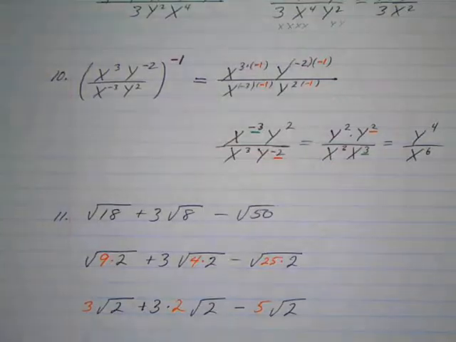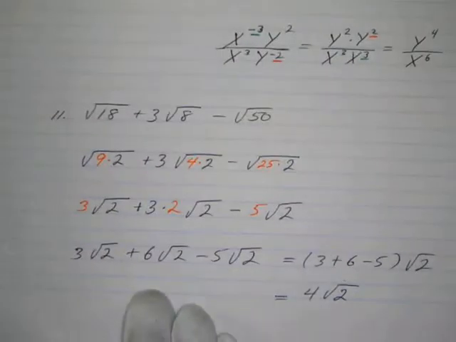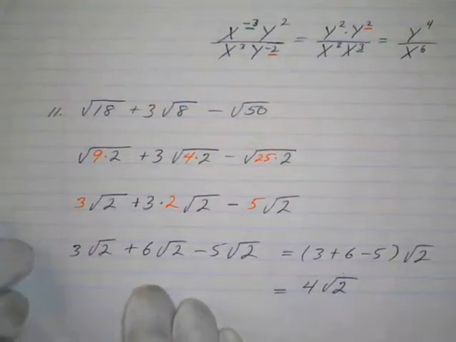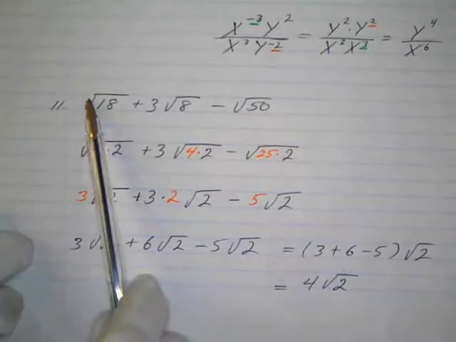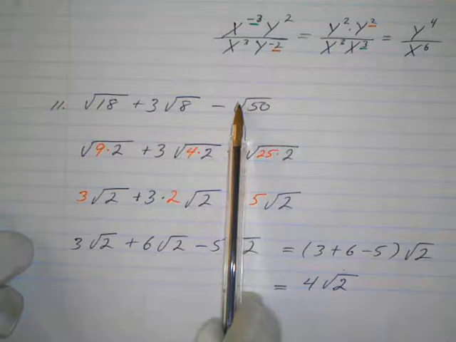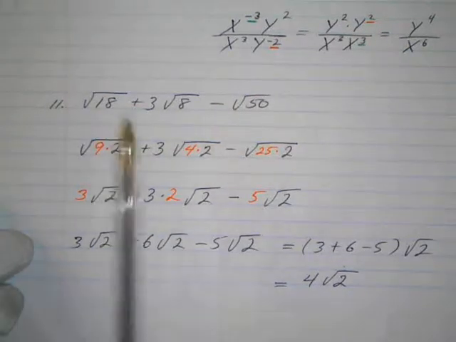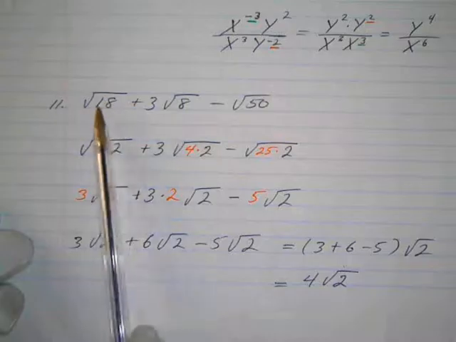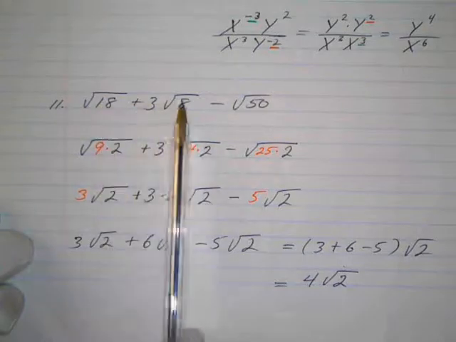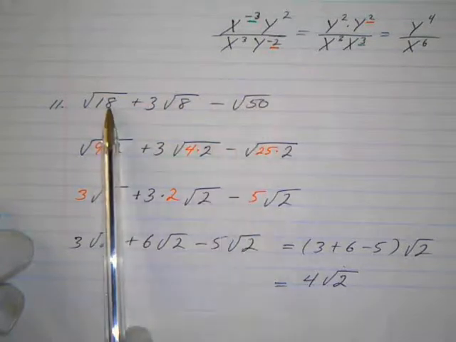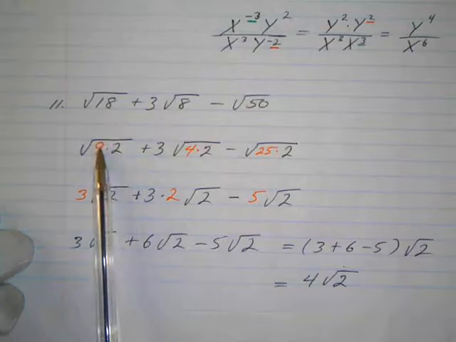Okay? And then number 11, we were adding radicals. And remember, they have to have the same index. In this case, the index is understood to be 2, and the same radicand. These don't have the same radicand, but they always have to be simplified. And these kind of violate no-no number 1. We have a perfect square factor under each of these. The perfect square factor of 18 is 9. 9 is a perfect square.